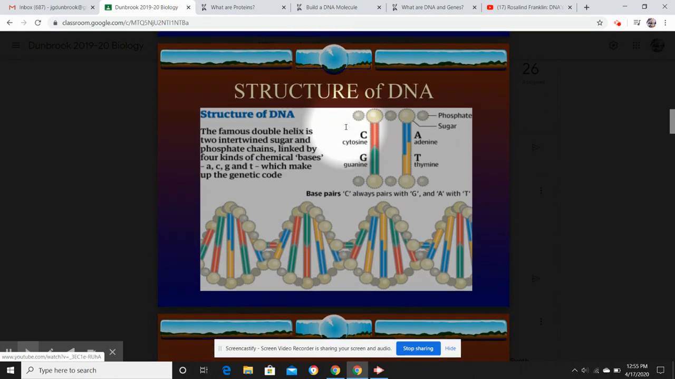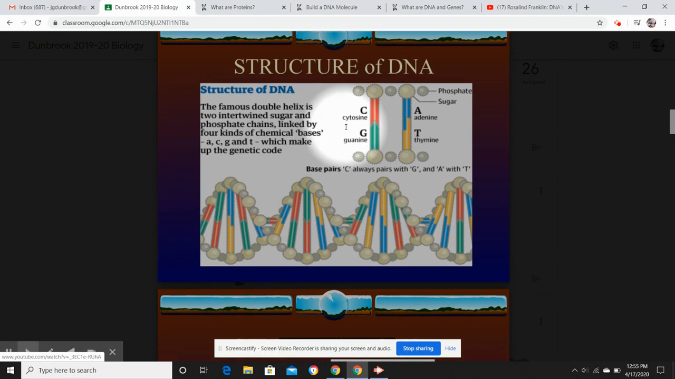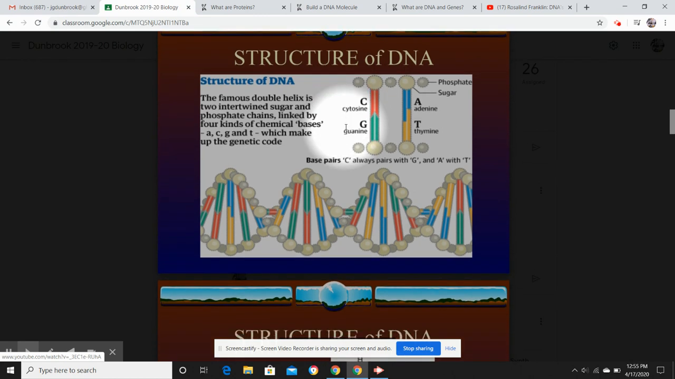Okay, so the famous double helix is 2 intertwined sugar and phosphate chains linked by 4 kinds of chemical bases. Again, this is repetitive. A and C, G and T. A always goes with T, and G always bonds with C, which make up the genetic code. Again, 4 little letters.